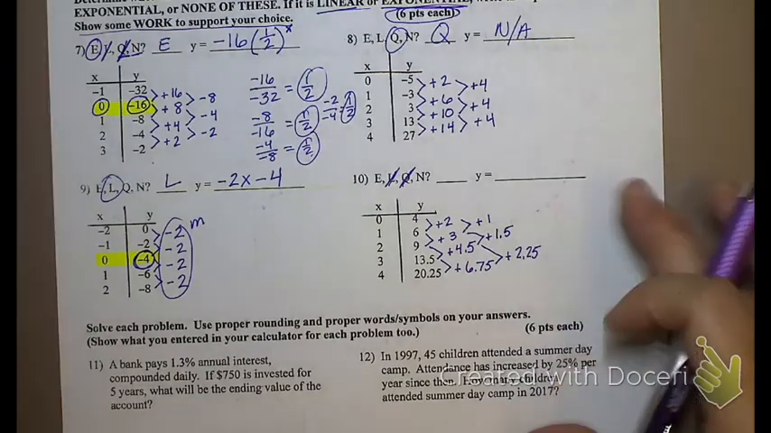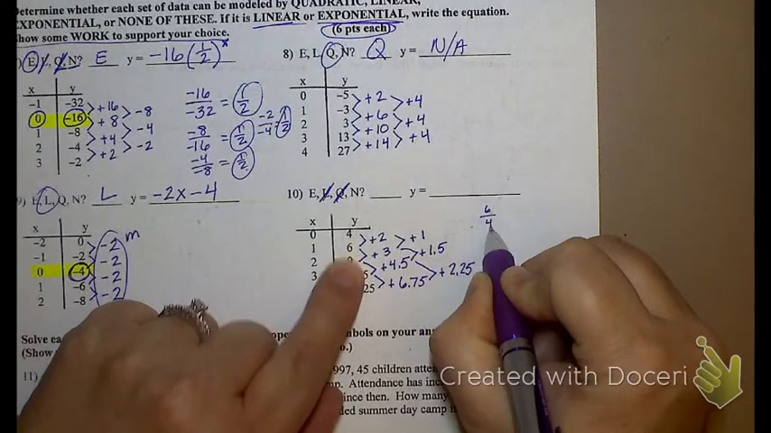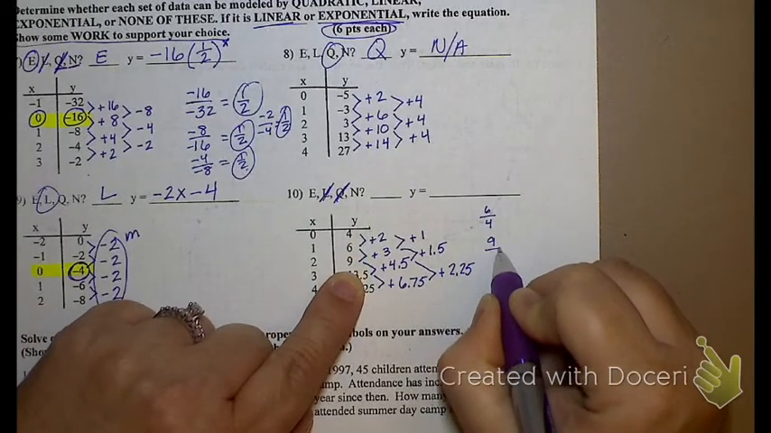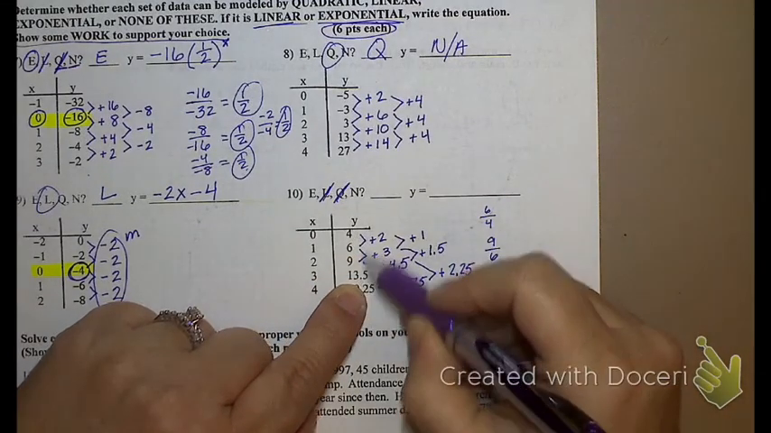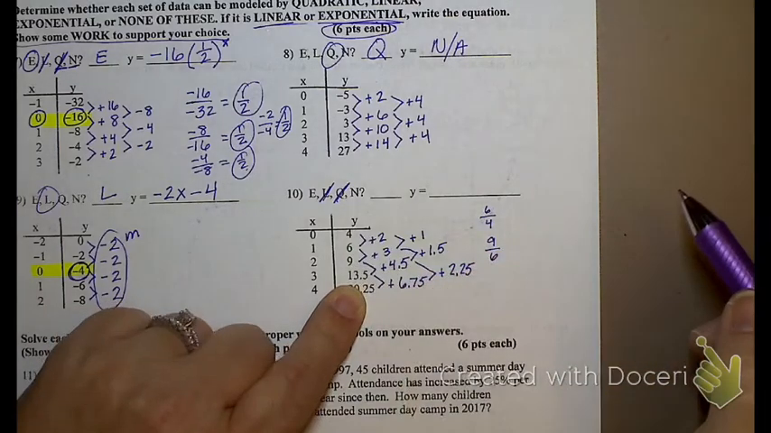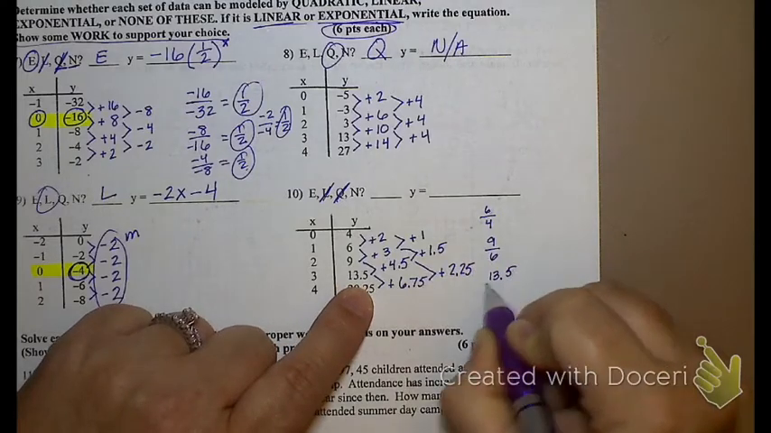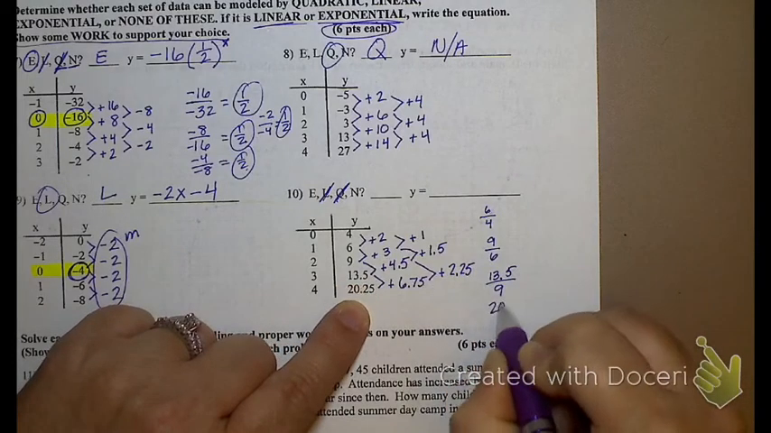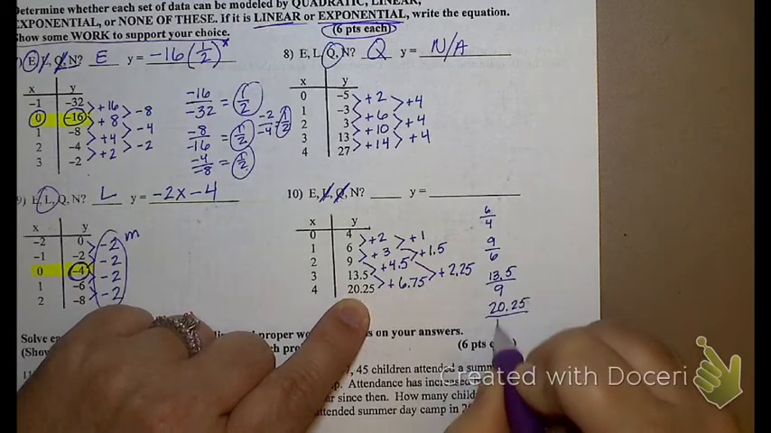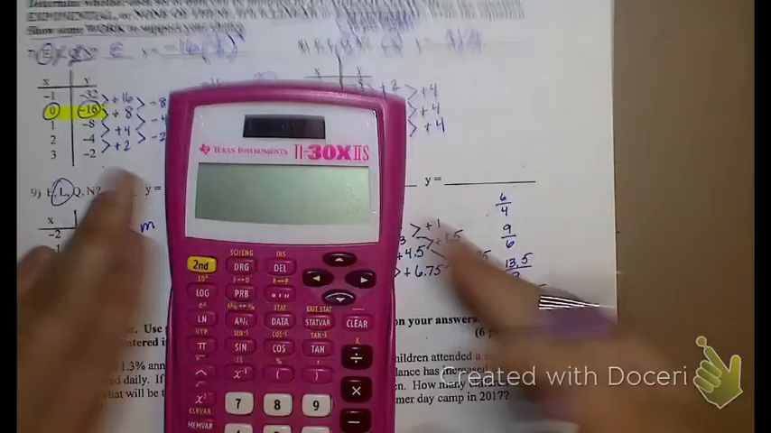Set up fractions to see if it's exponential. So 6 over 4, 9 over 6. Yes, it always has to go backwards. You can't put 4 over 6 and 6 over 9. Gets you the wrong b value if it's exponential. 13.5 over 9 and 20.25 over 13.5. So these are pretty ugly. Since there's decimals, I'm just going to go to decimal form.